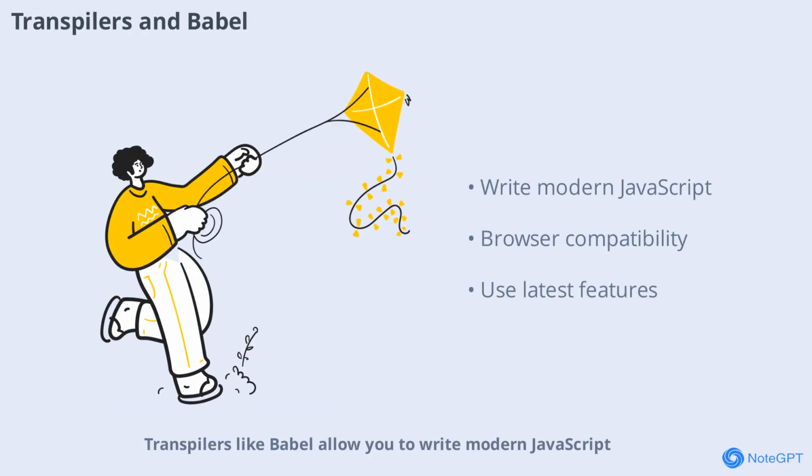Transpilers like Babel allow you to write modern JavaScript and convert it into code that works in older browsers. This ensures compatibility and lets you use the latest features without worrying about browser support. Babel is widely used in modern web development workflows. We'll look at how transpilers work and why they're important for building reliable web applications.